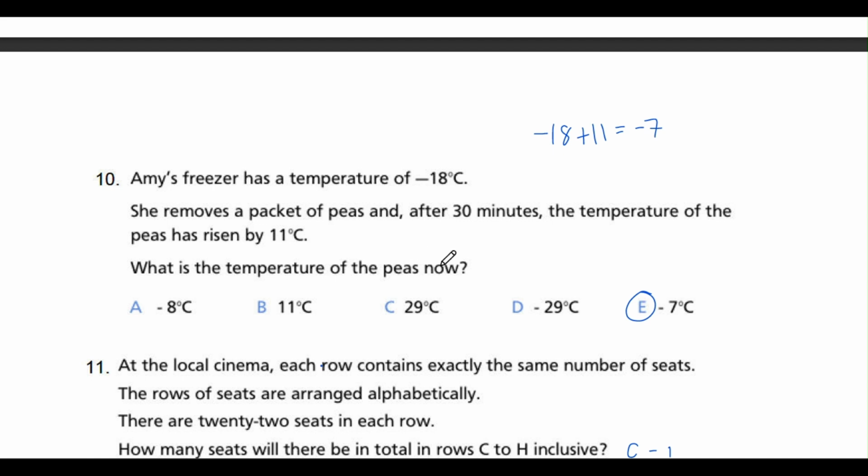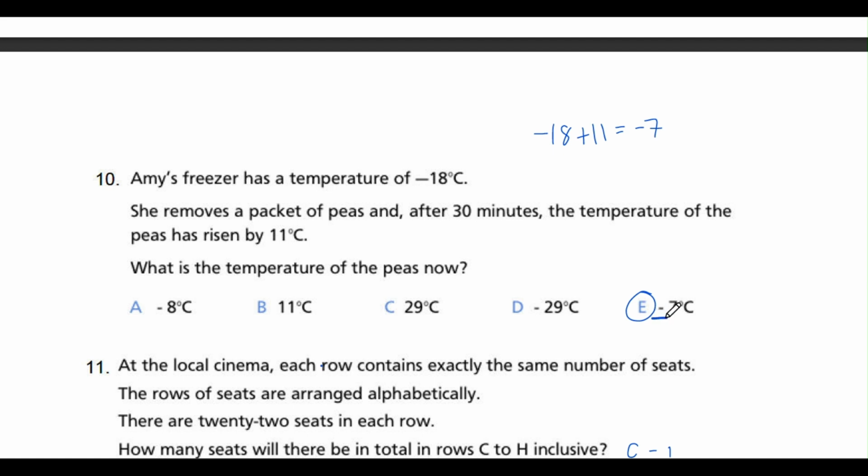The multiple choice answers are, A is minus 8 degrees Celsius, B is 11 degrees Celsius, C is 29 degrees Celsius, D is minus 29 degrees Celsius, and E is minus 7 degrees Celsius. The right answer is E, which is minus 7 degrees Celsius.